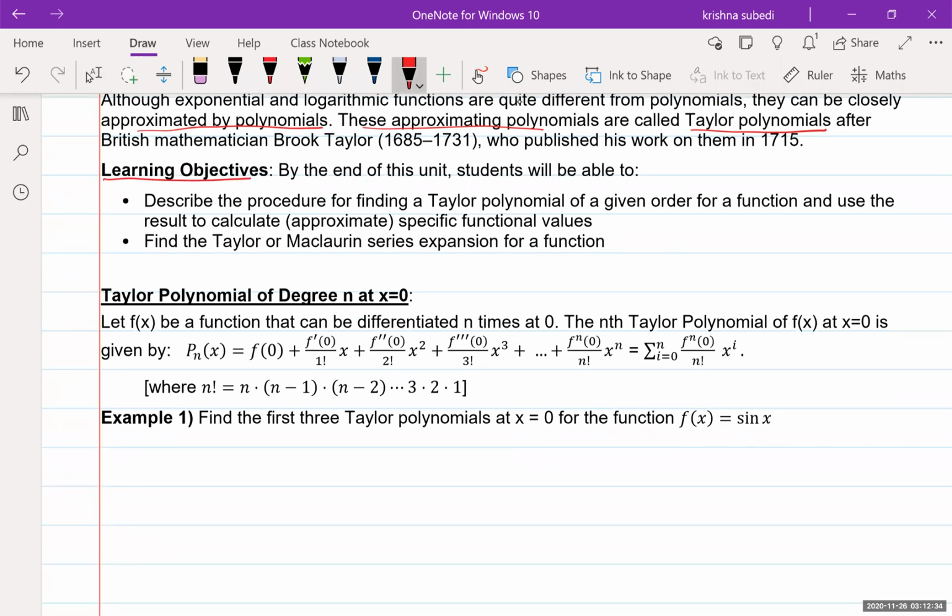So here is the learning objective. By the end of today's class, you'll be able to describe the procedure for finding a Taylor polynomial and use the Taylor polynomial to calculate specific functional values. And we have another goal, which is to find the Taylor or Maclaurin series expansion for a function. So we have two goals for today's class, okay?